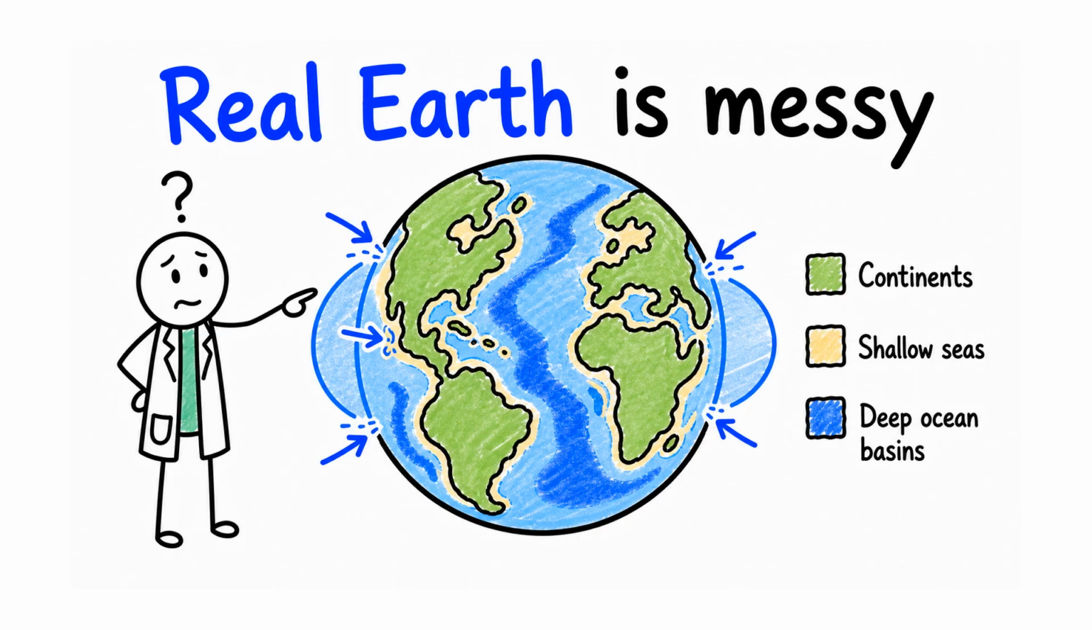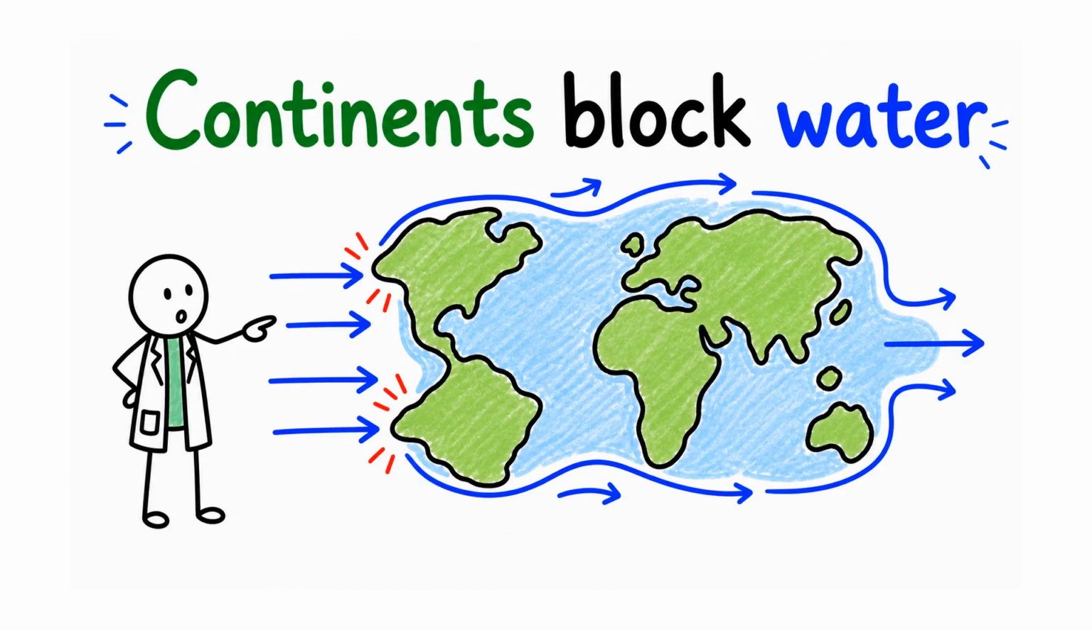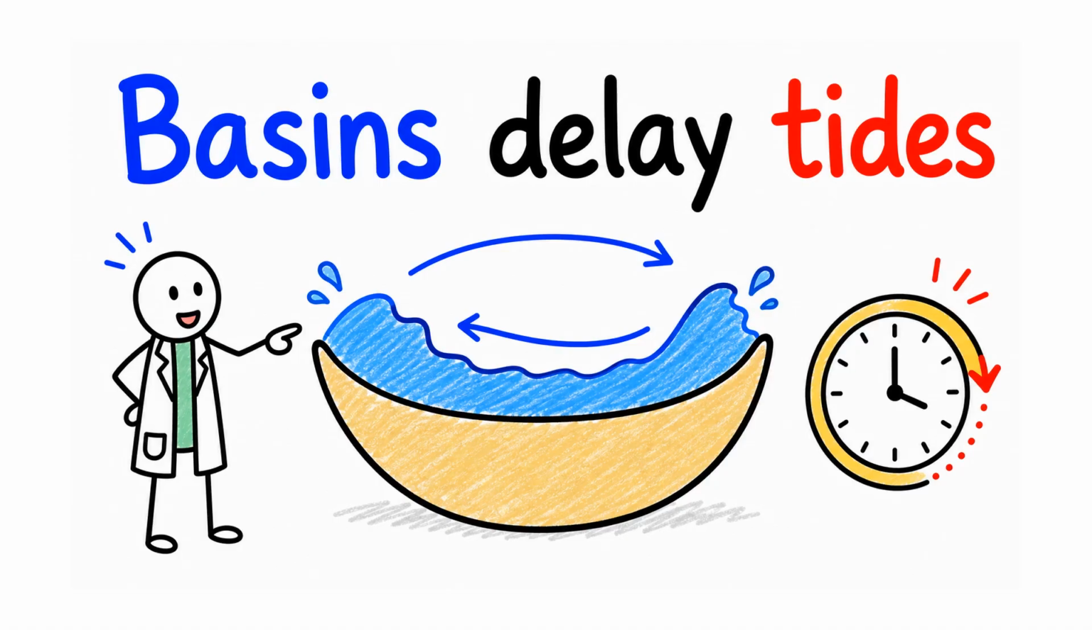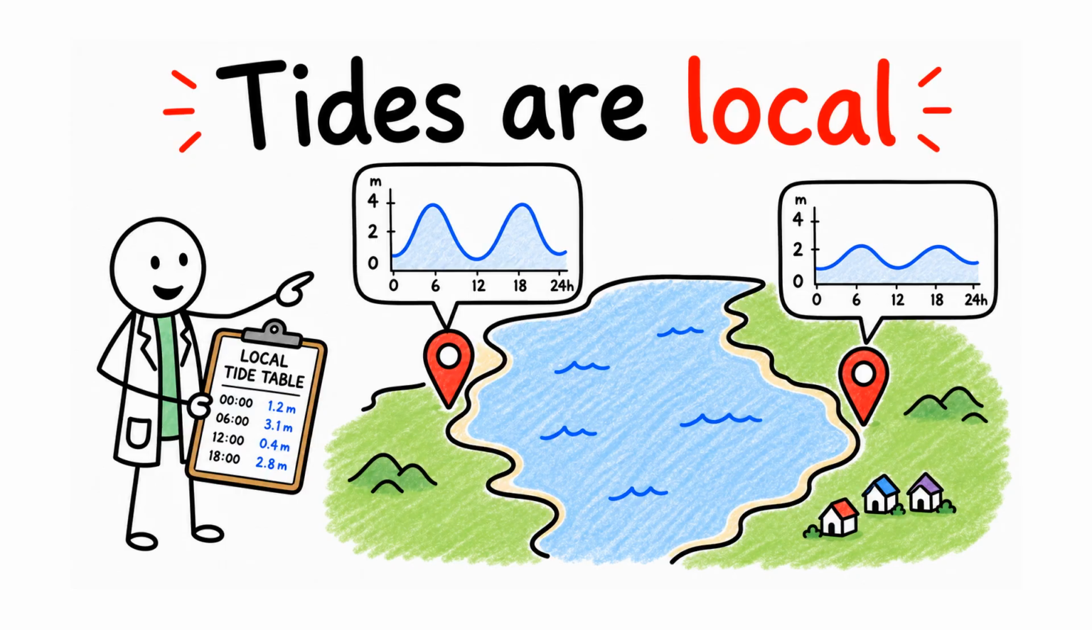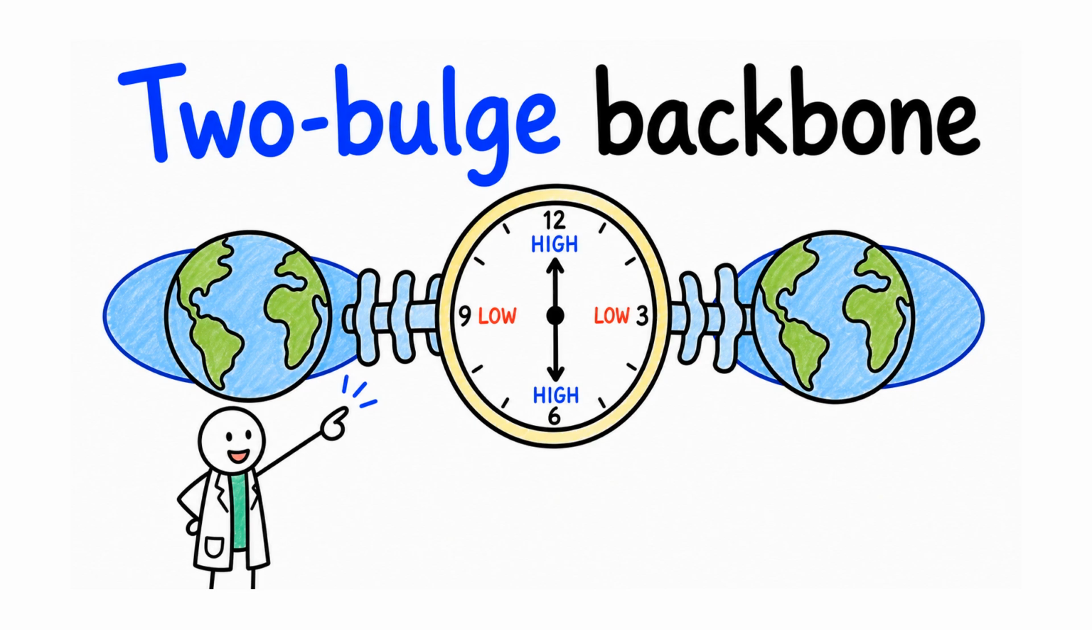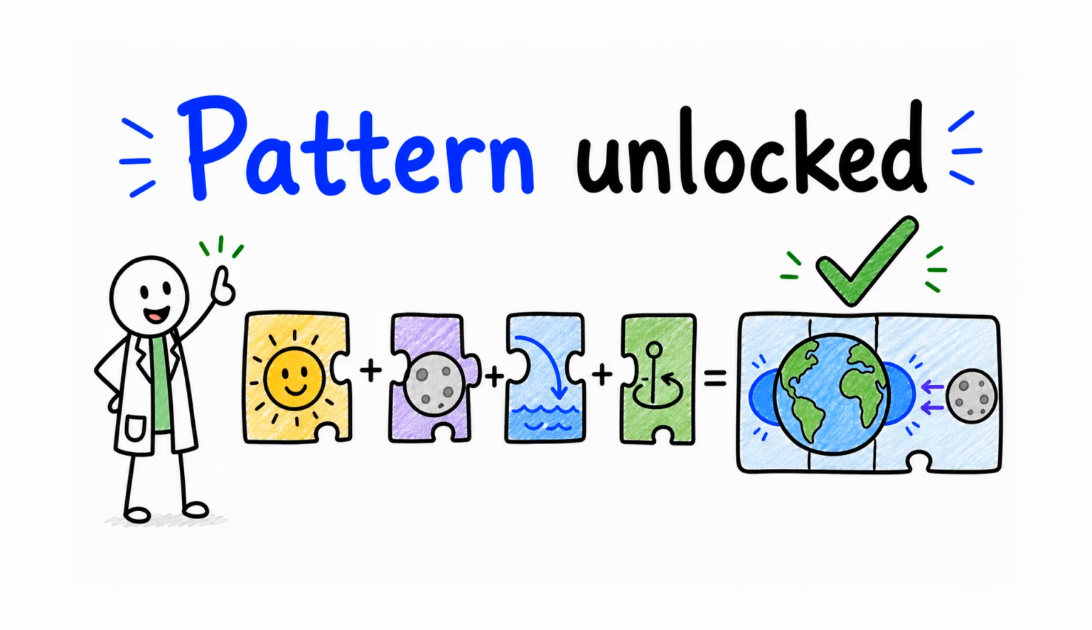But real Earth is not a perfect blue marble. Continents get in the way of water trying to follow the ideal bulge. Ocean basins slosh, resonate, and delay the tide in different ways. That is why tide tables are local, not one global clock that works everywhere. Still, the two-bulge idea is the backbone of the daily rhythm. Once you see that shape, the repeating highs and lows start to make sense.